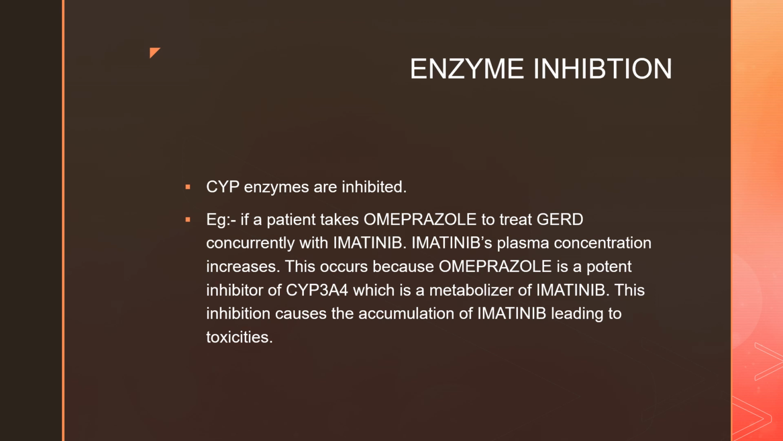So the imatinib anti-cancer activity would get attenuated because of it. When we go for enzyme inhibition, the opposite thing happens. Here the CYP enzymes are inhibited. Suppose a patient is suffering from gastroesophageal reflux disease and is under treatment with omeprazole along with imatinib. The imatinib concentration would increase because omeprazole is a potent inhibitor of the CYP3A4 enzyme, which is a metabolizer of imatinib. This causes the accumulation of imatinib, leading to toxicities.